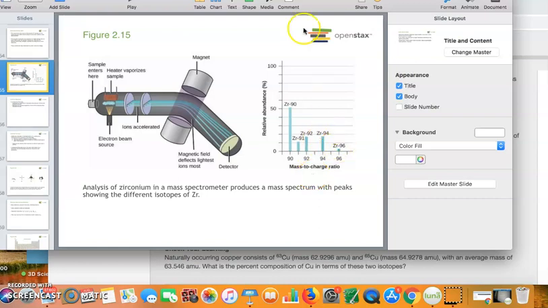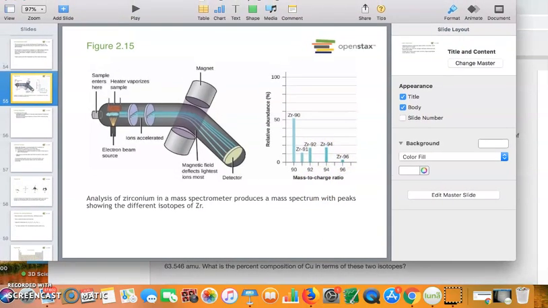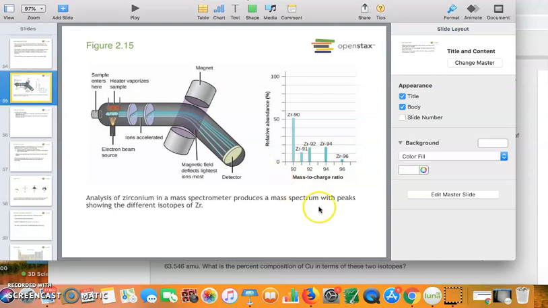Okay, so we're talking about a mass spectrophotometer and how it works. We're talking about the graph of percent relative abundance versus the mass charge ratio. And we can see for this element, zirconium, how it has 5 different isotopes. We can see the values of the relative percent abundance here are different for each isotope.